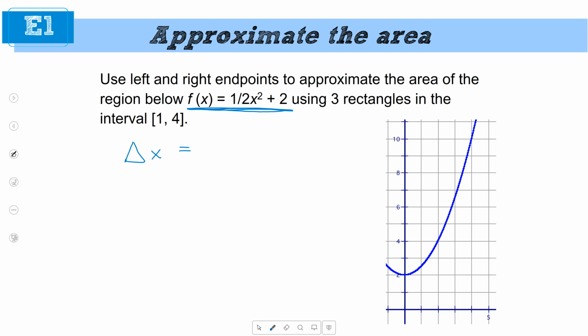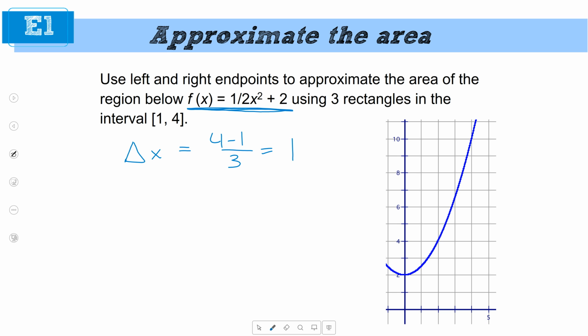We use b minus a over the amount of rectangles we want to use. So b is 4 and a is 1. So 4 minus 1 is 3, over 3 rectangles is 1. You had me scared there for a second.